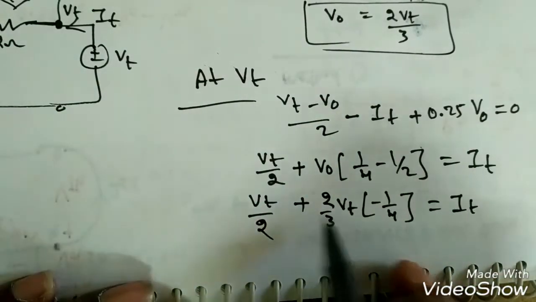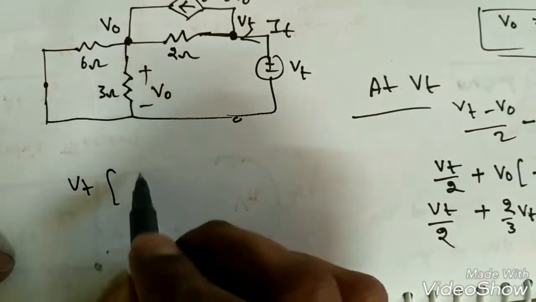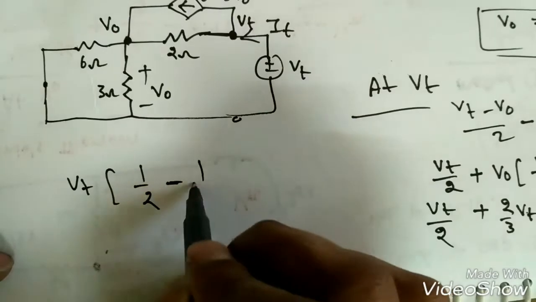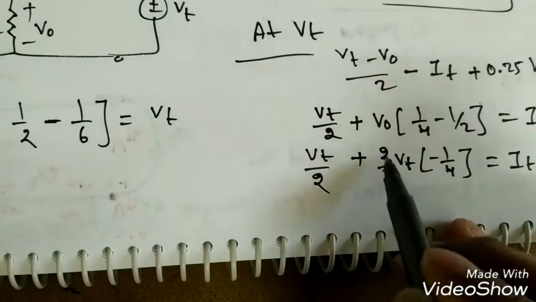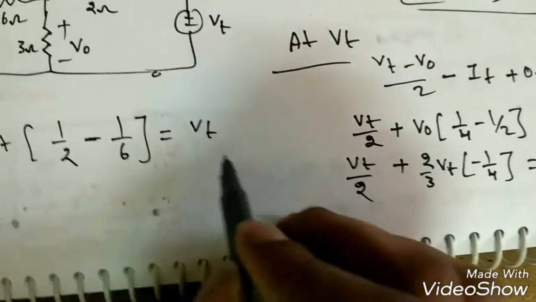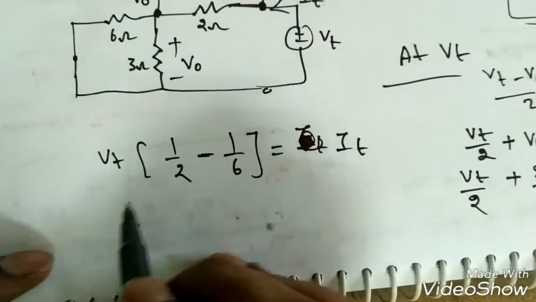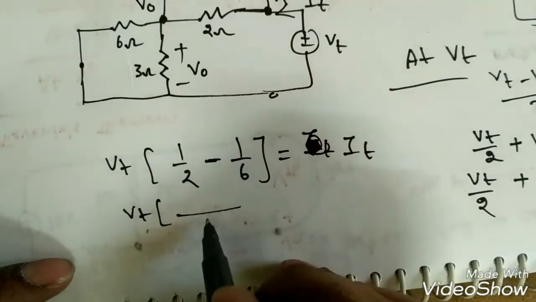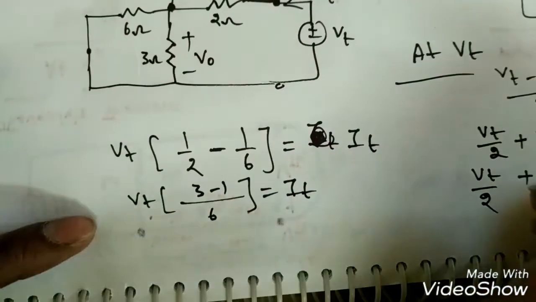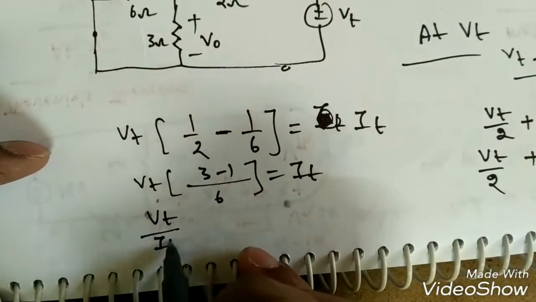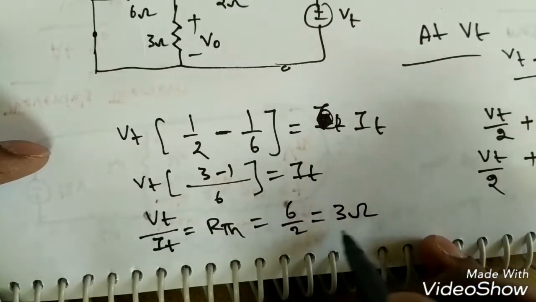Now if you see this expression, only Vt and It, then we can rearrange this one. If I take Vt common, 1 by 2 minus 1 by 6 is equal to It, because 2 by 3 into 1 by 4, so 2 2, so 1 by 6. This is current It. So what is Vt by It? First we will find this one: 6, 3 minus 1 is equal to It. So Vt by It is equal to RTH is equal to 6 by 2 is equal to 3 ohms.